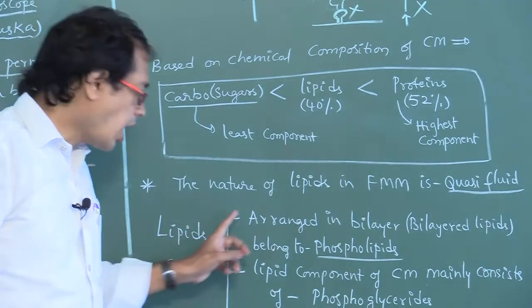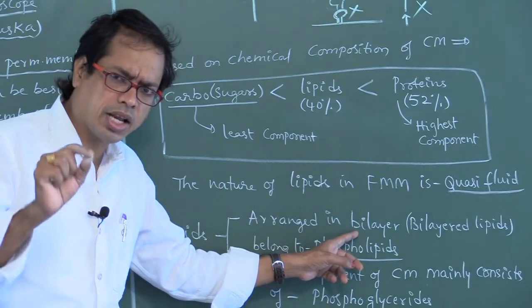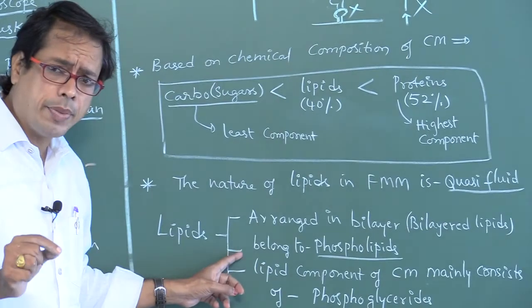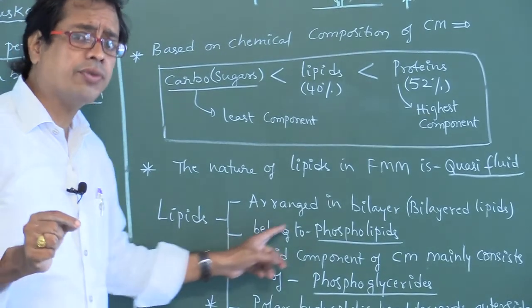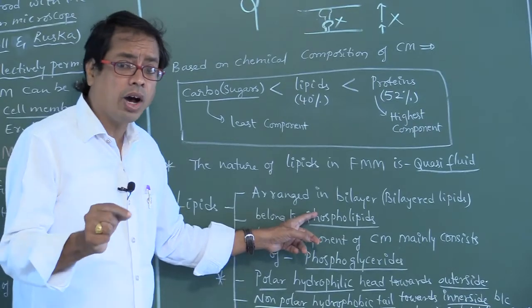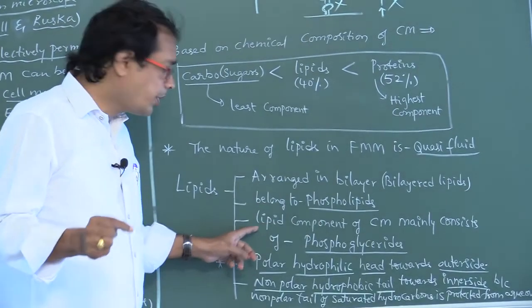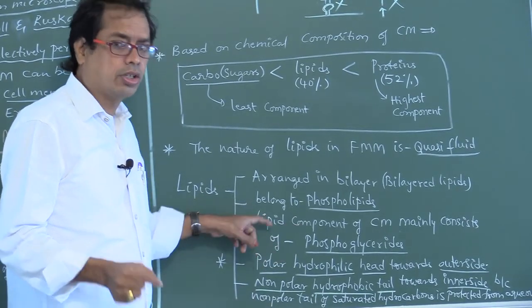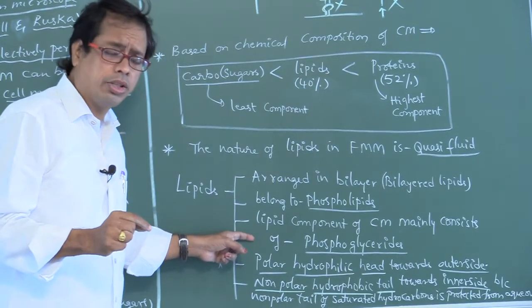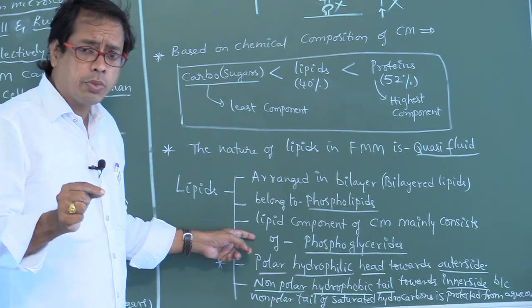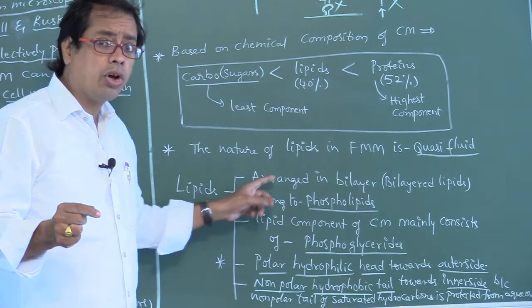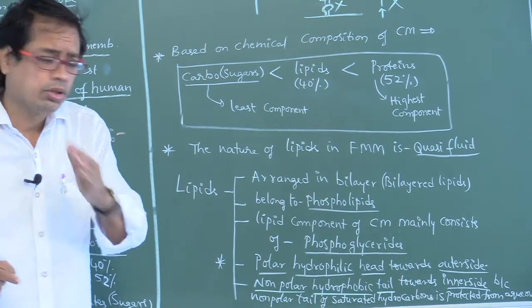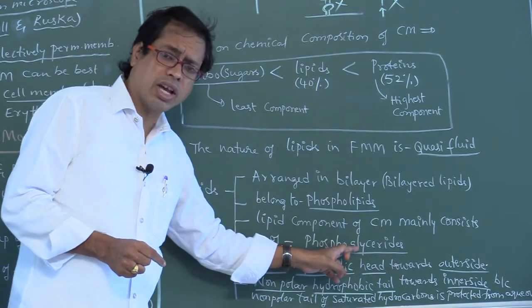Right. Lipids are arranged in a bilayer, so-called bilayered lipid. These lipids belong to what type of lipids? Phospholipids. Next, the lipid component of the cell membrane mainly consists of phosphoglycerides. Try to remember these two points, my dear students. These lipids belong to phospholipids, and the lipid component of the cell membrane mainly consists of phosphoglycerides.